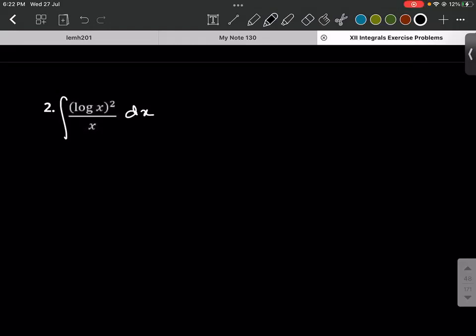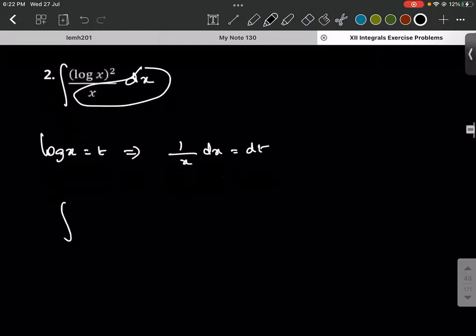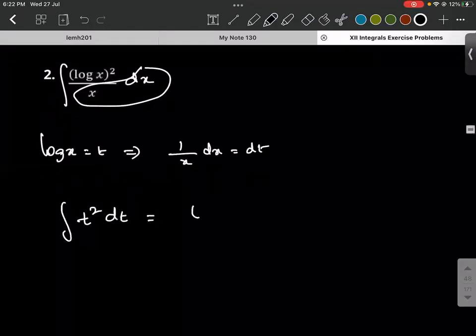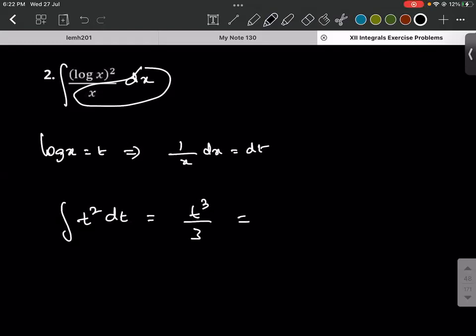How did you get log x as t? Because I have 1 by x, and 1 by x is the derivative of log x. So here, if you put log x as t, then 1 by x dx will be equal to dt. So dx divided by x is dt. The integral of t square dt gives t cube by 3, which is log x the whole cube by 3 plus c.